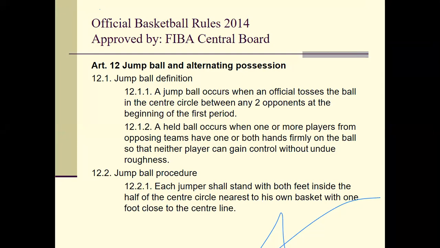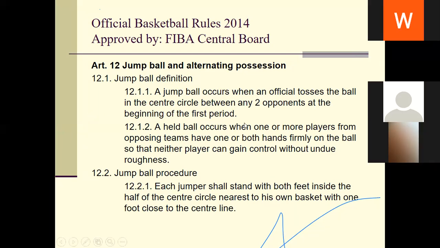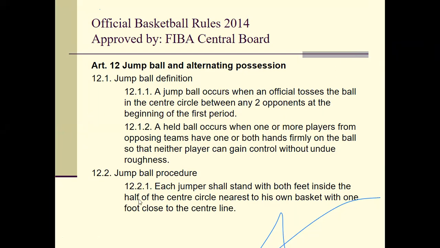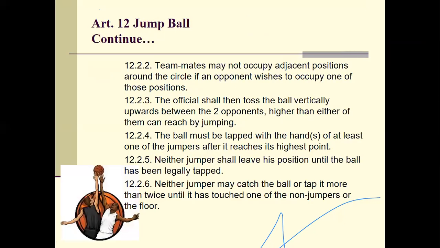So in the procedure for the jump ball, each jumper shall stand with both feet inside the half of the center circle nearest to his own basket, with one foot close to the center line. Okay, so just where I showed you on that diagram. Then teammates may not occupy adjacent positions around the circle. If an opponent wishes to occupy one of those positions, the official shall then toss the ball vertically upwards between the two opponents, higher than either of them can reach.